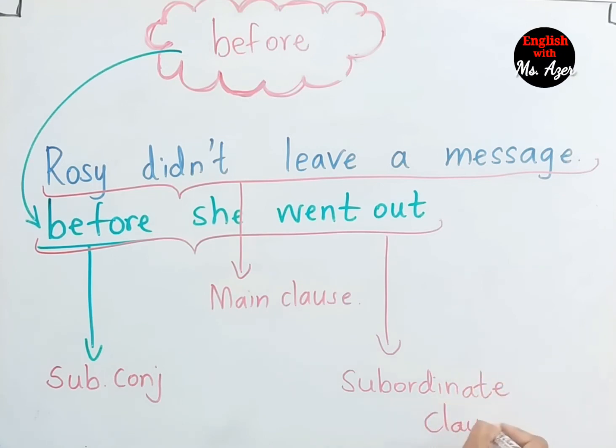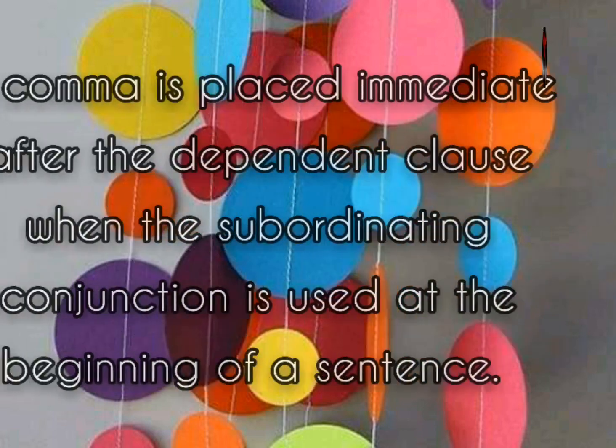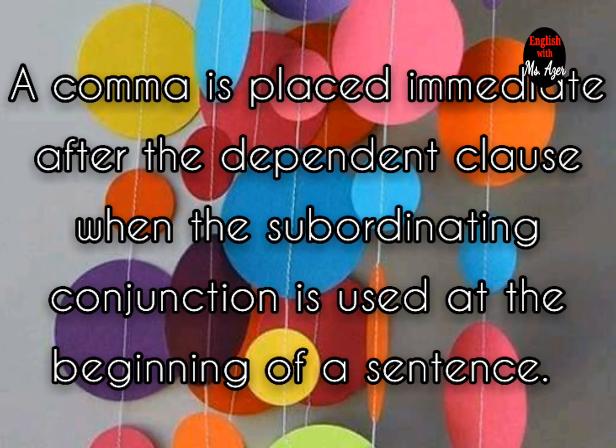Let's summarize the lesson now. A subordinating conjunction is a word or phrase used to link an independent clause with a dependent clause. A comma is placed immediately after the dependent clause when the subordinating conjunction is used at the beginning of a sentence.